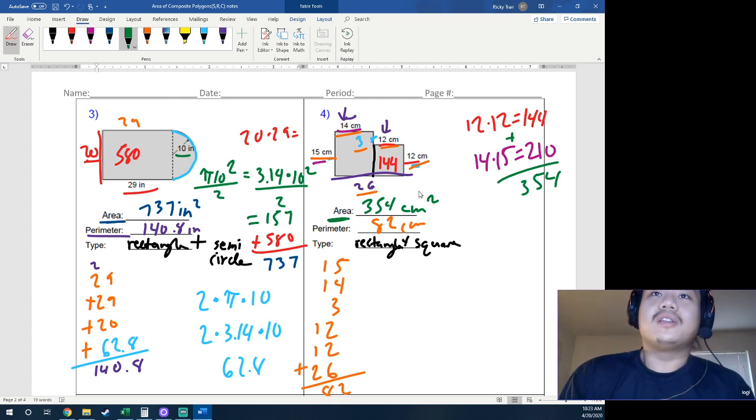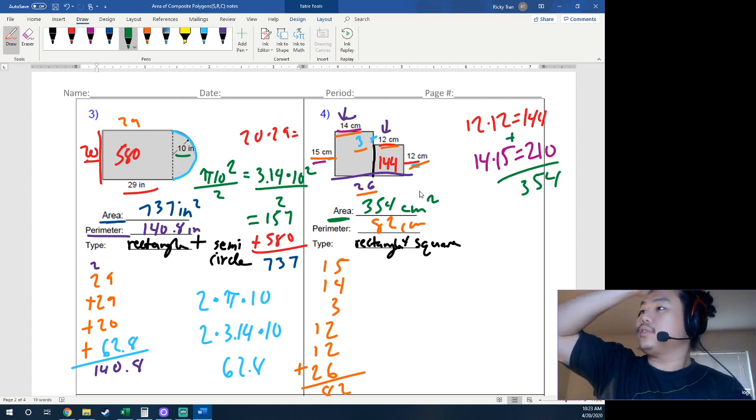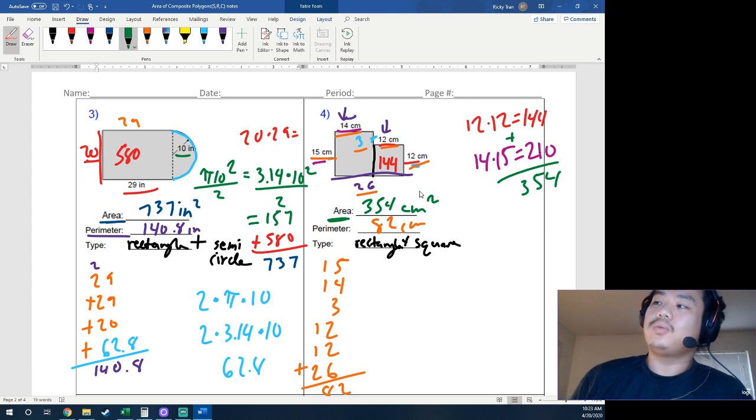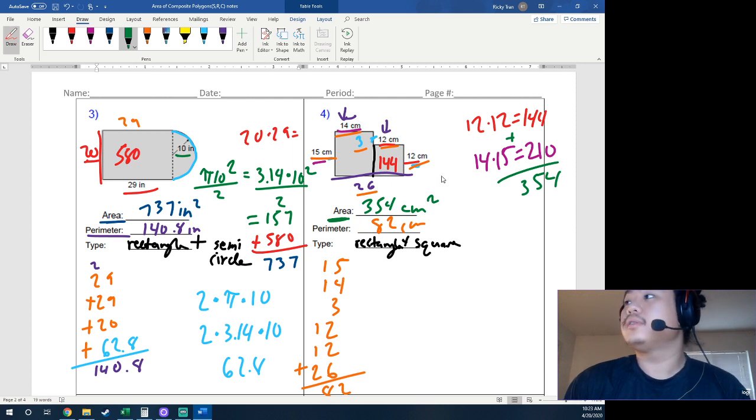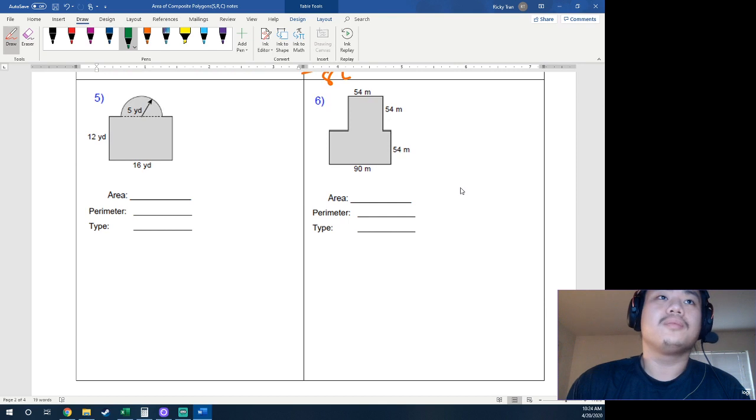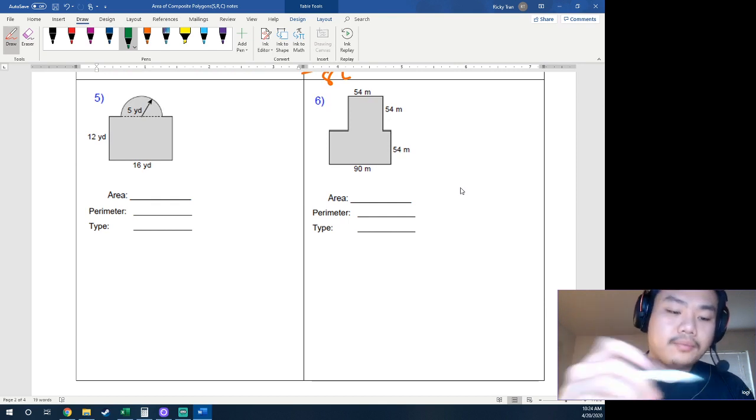All right, these are the easier ones because you don't have to worry about circles as much. Rectangles and squares are much easier to find. Okay, tomorrow we're gonna go over triangles along with all the others. So triangles and rectangles, triangles and squares, triangles and circles, and so on. All right, number 5.